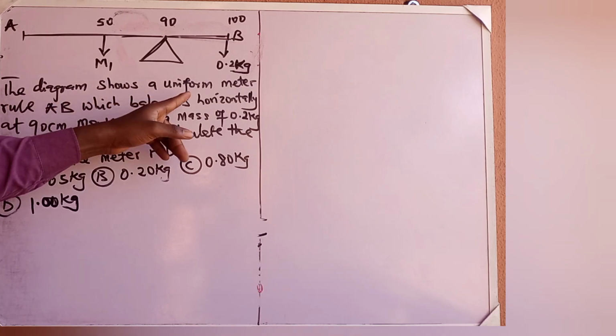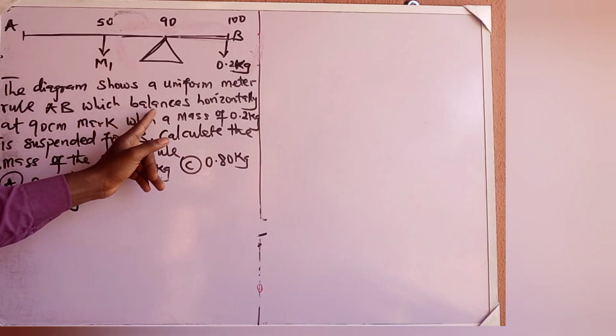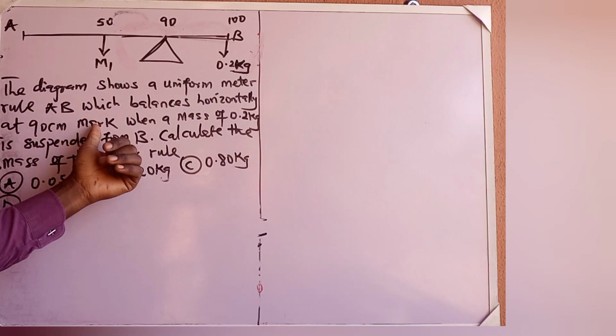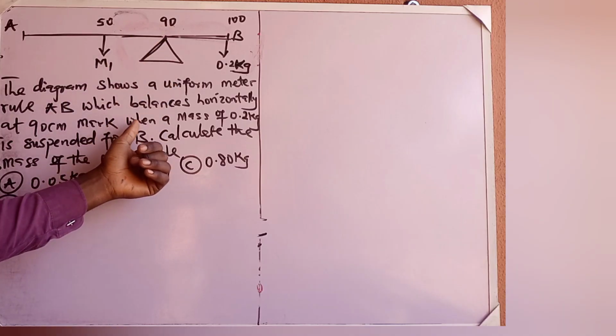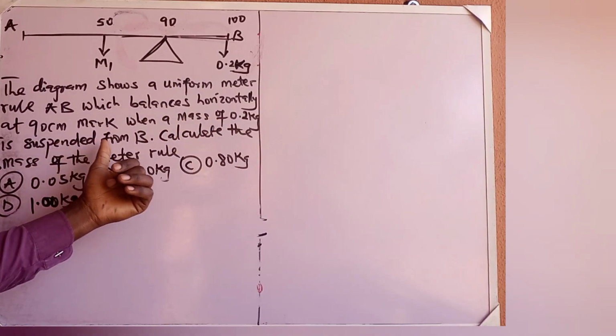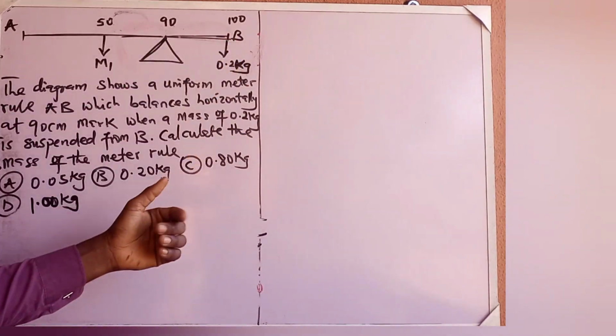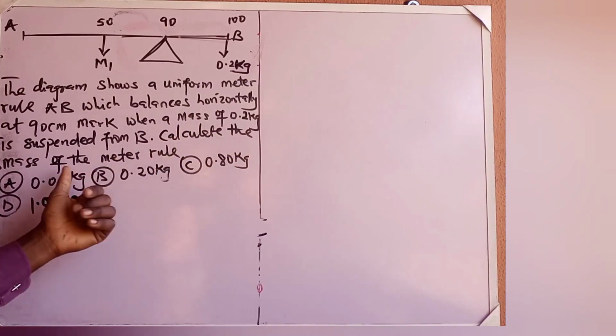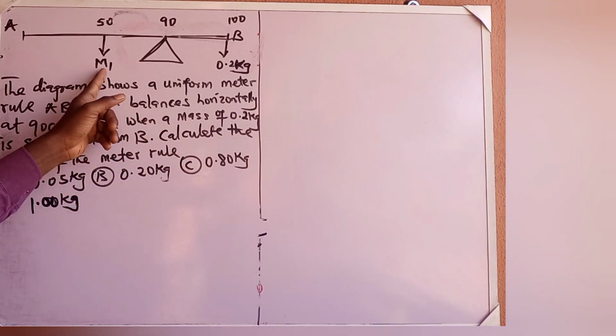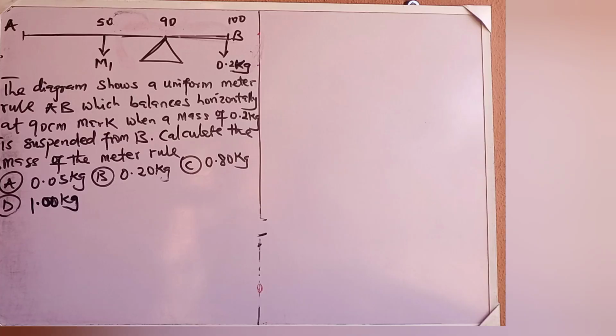The diagram shows a uniform meter rule AB which balances horizontally at the 90 cm mark, as you can see, when a mass of 0.2 kg is suspended from B, which is at 100 cm. Calculate the mass of the meter rule, that is M1. So we're looking for M1. So let's begin our solution.